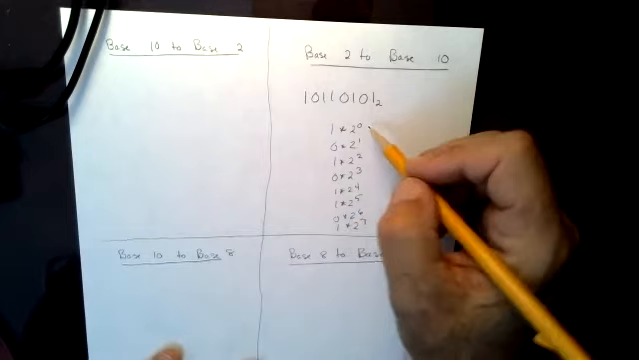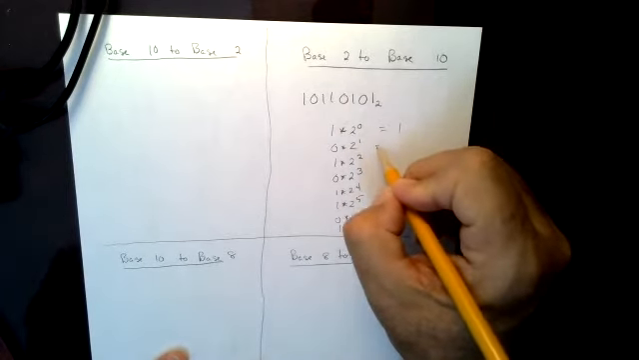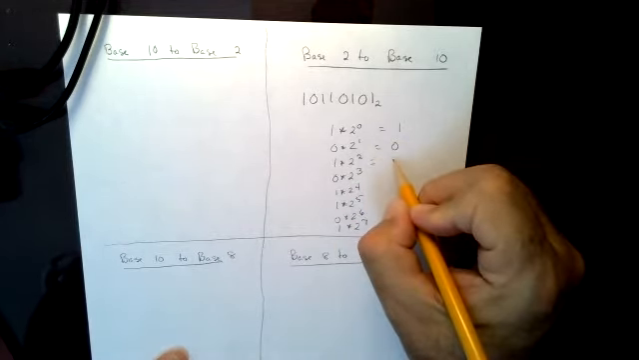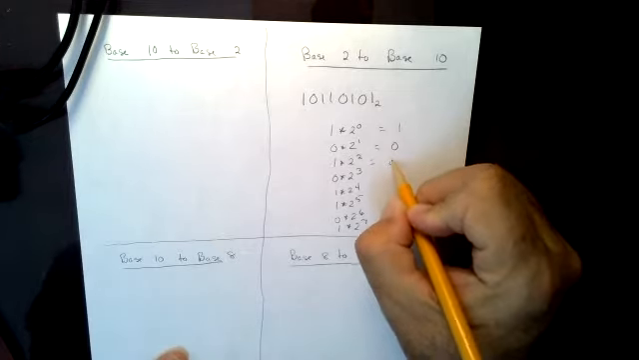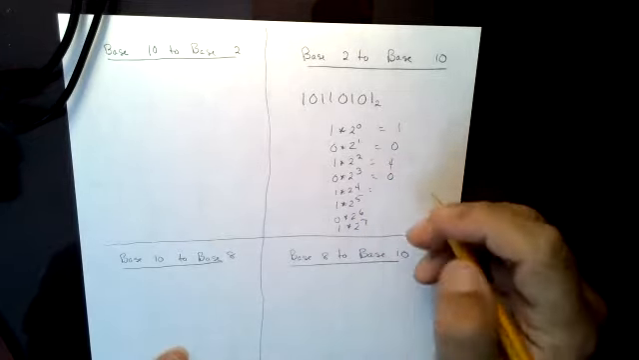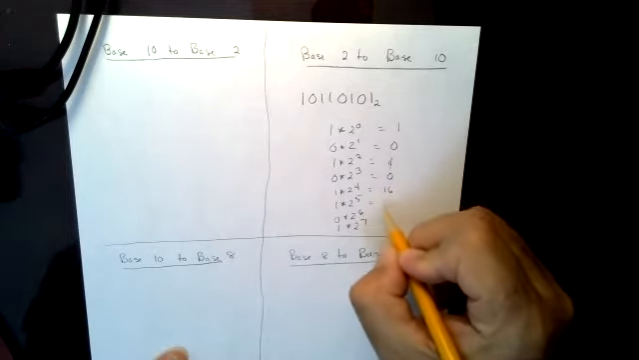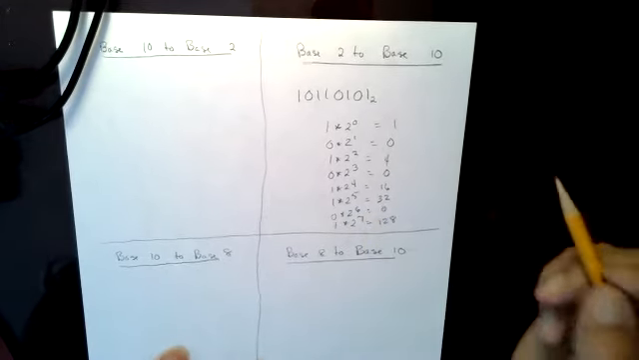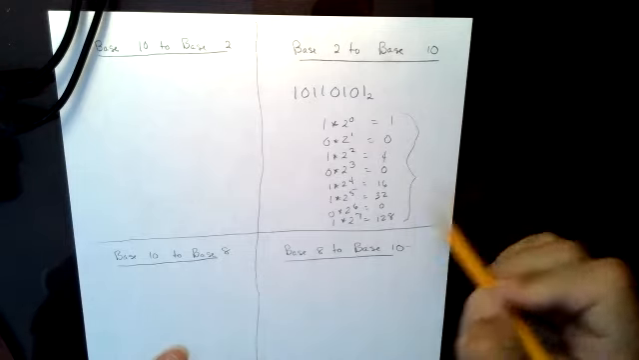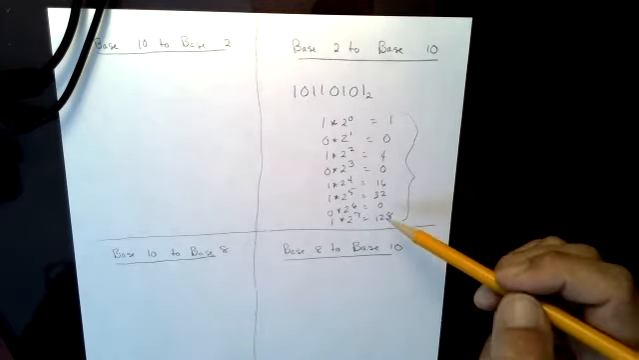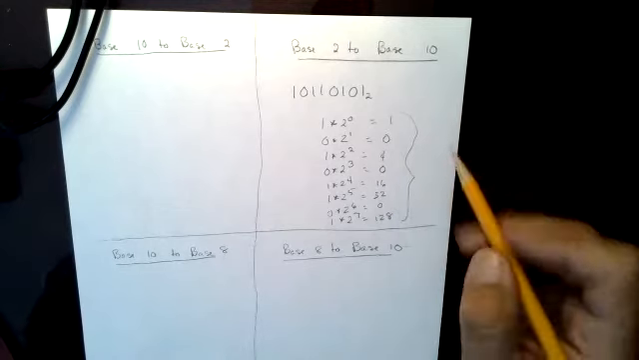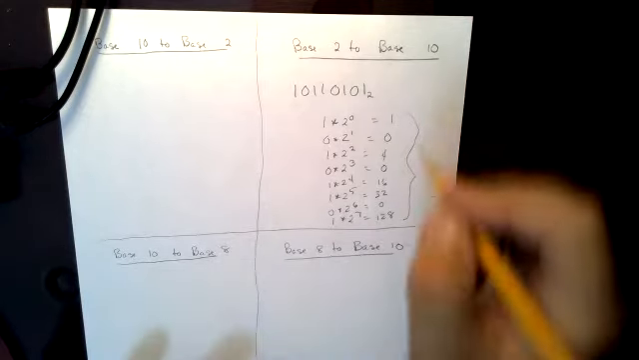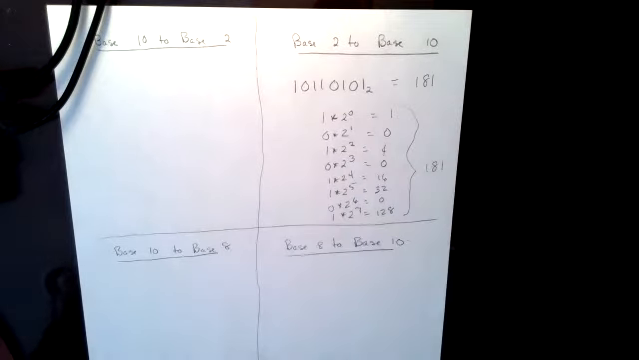2 to the 0 power is 1. 1 times 1 is 1. 0 times anything is 0. What number is this going to give me? 4, right? There's no 8. All right, I'm starting to get a pattern here. There's a 16, there's a 32, there's no 64, and there's a 128. So if I now proceed to add all of these numbers together, I get 181. So I was able to convert this base 2 number to a base 10 number.